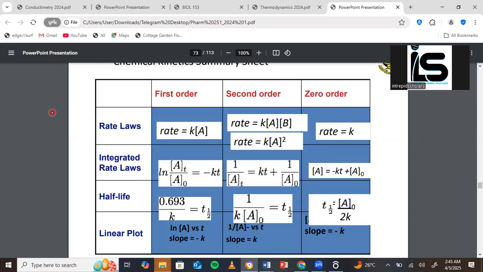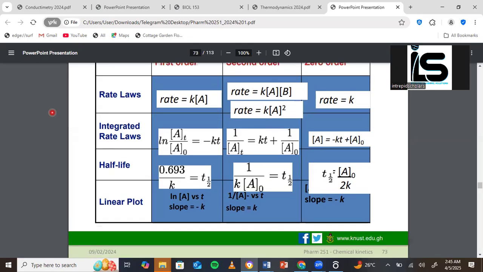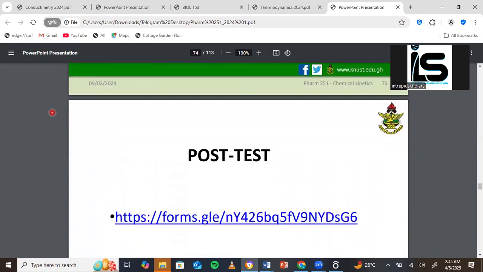For first order, we plot the natural log of the concentration versus the time. Now we are supposed to get a negative slope, right? For second order, we plot 1 over the concentration versus the time, and we are supposed to get a positive slope. For zero order, we plot the concentration versus the time, and we are supposed to get a negative slope, right? That's it. That's for that.